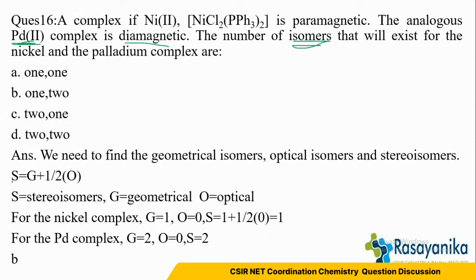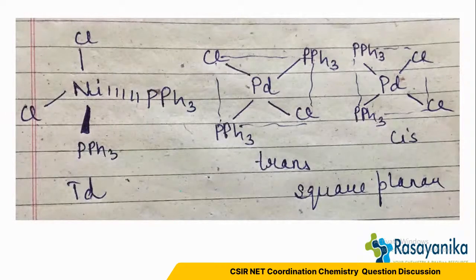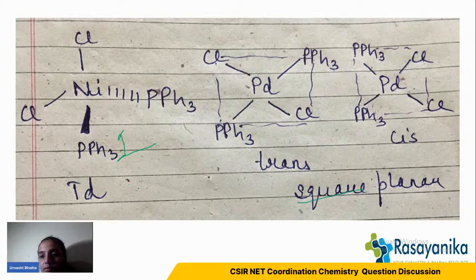For calculating the stereoisomers, this is the formula: stereoisomers is equal to geometrical plus half of optical. S is stereoisomers, then geometrical, optical. For the nickel complex, we'll see the geometrical and optical isomers; I'll show it in the next slide. There is one geometrical isomer for the tetrahedral complex, and for the square planar, this is trans and this is cis, right? So there are two geometrical isomers for the square planar, cis and trans.